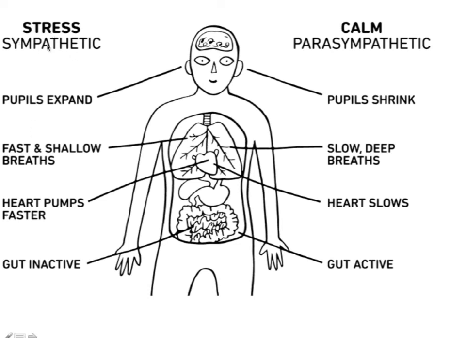So sympathetic is related to stress or heightened activity. The pupils get bigger, breathing gets shallower, heart pumps faster, and the gut is inactive. All the blood flow goes to the extremities so that we can take action. And when we're calm, it's the opposite. The pupils expand so you can see more in the environment to survive. And when you're calm, parasympathetic system, everything calms down.